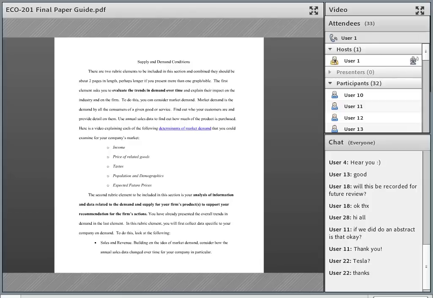Population and demographics. General population growth is going to affect demand for things. So that's why oftentimes you see companies just growing. They're not really doing anything different, but they're growing simply because they have more customers to sell to, because population is growing.